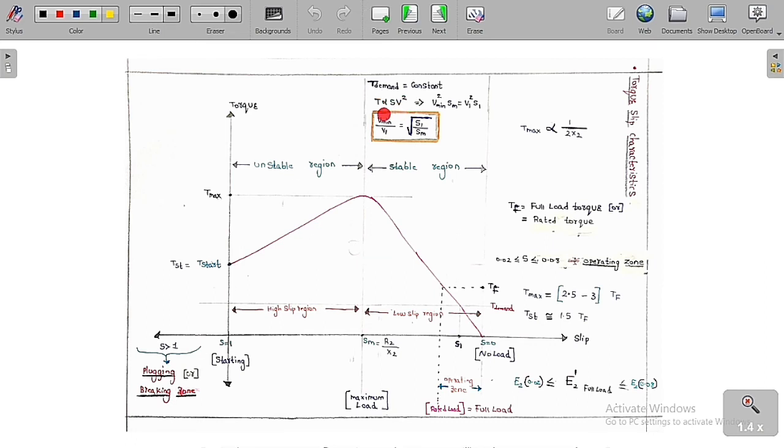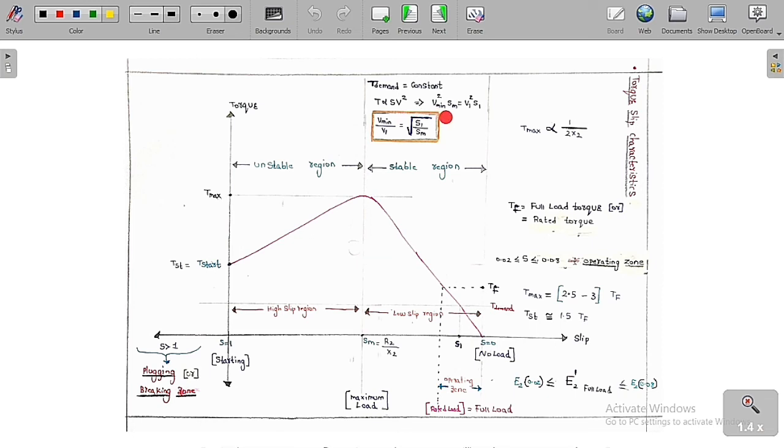Let me analyze a special case here. Suppose there is a load which has a constant torque demand. I have already told you we always operate in a stable region. In a stable region, torque is directly proportional to S V square by R2. Let me assume the rotor resistance is the same. So therefore torque is directly proportional to S V square.